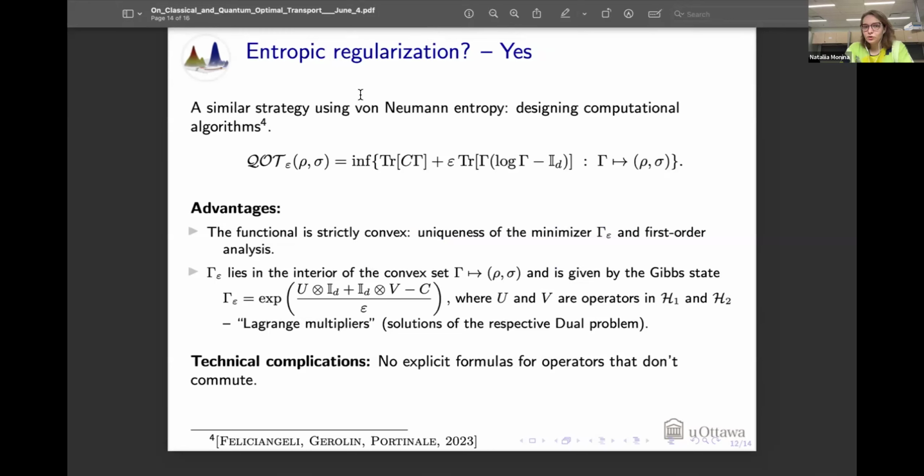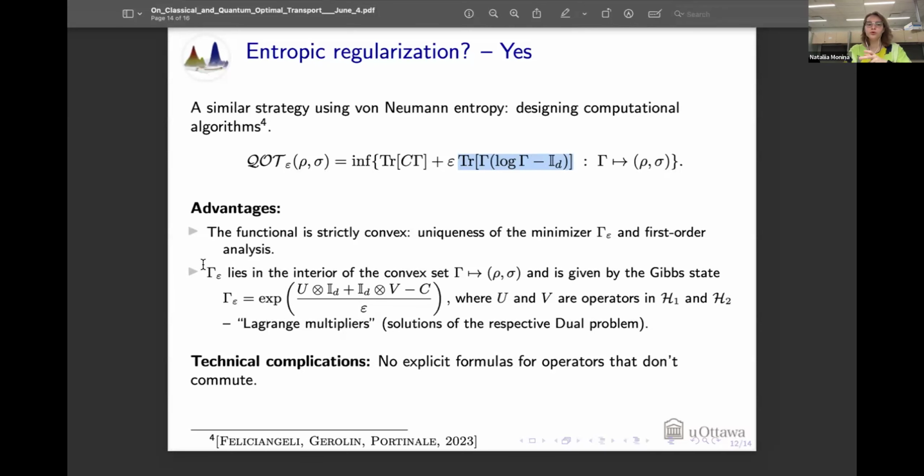We can also get some convex regularization, with the example of the von Neumann entropy. Here I'm giving the exact example as before. We had just the Shannon entropy, and here is the quantum analog, which is the von Neumann entropy. So we have this convex term. The advantage is that the problem becomes strictly convex, and there we have a unique minimizer. Then we can also take some variations and examine how the solution will look, and also examine the dual problem and so on.